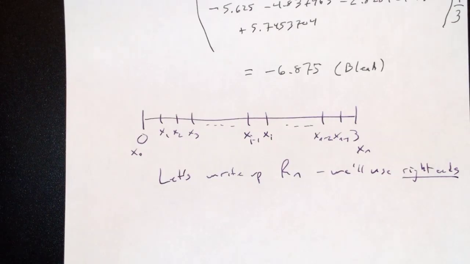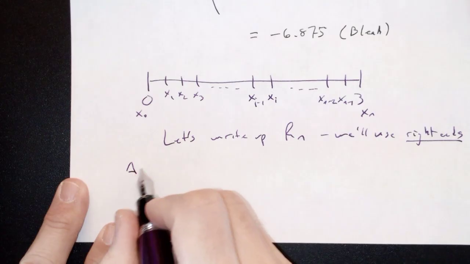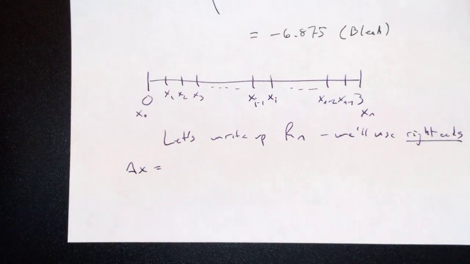The first thing I need to know is how wide is each interval. That's my delta x. From 0 to 3, instead of dividing it into 9 pieces, I'm dividing it into n pieces.